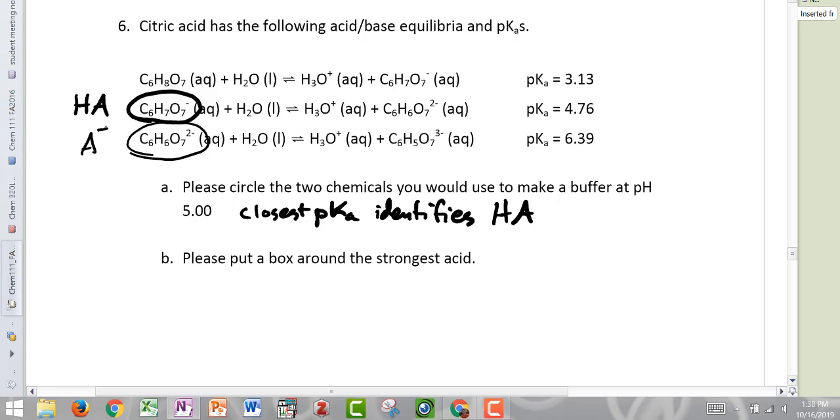What about part B? Put a box around the strongest acid. pKa goes in the same direction as pH. Lower is more acidic. Find me the strongest acid. Yeah, the one with eight H's. The one with the most H is the strongest acid. Lowest pKa.